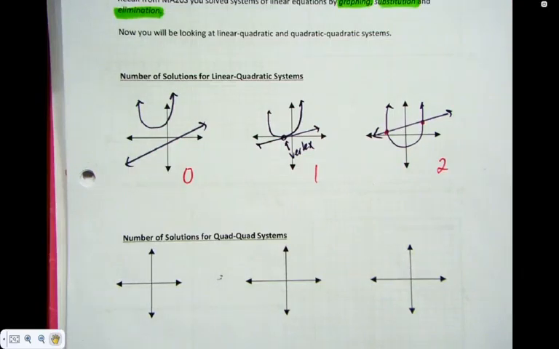Those are the only 3 cases possible. It's either going to be once, 0, or twice. You can't have 3, can't have less than none, and can't have infinite because they can't lie on top of each other and can't be parallel. It doesn't work that way.